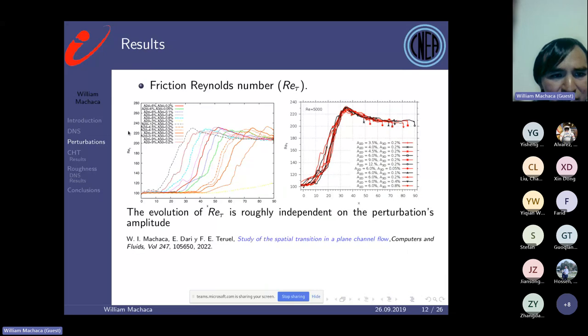In this figure, in the left figure, we can see the friction Reynolds number in function of the streamwise direction. It is possible to see that the amplitude of the perturbation exerts great influence in the onset of the transitions. Then we decided to shift the cases so the maximum of each one coincides with each other. The result of these operations can be seen in the right figure. Then we can conclude that while the amplitude of the perturbations exert influence on the onset of the transition, it doesn't significantly alter the shape of this turbulent quantity.